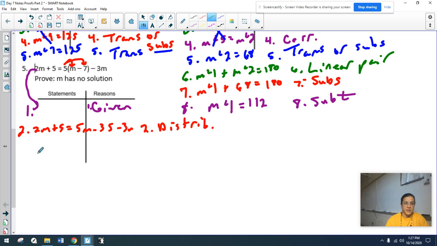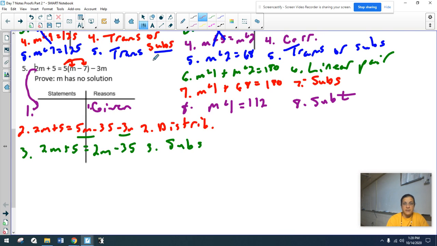Okay. The next thing you would do, you might do it a different way. What I would do is combine like terms right here. So 5m minus 3m is 2m. All I did was combine like terms. When you combine like terms like that, you're plugging in the answer instead of doing 5m minus 3m. So this is called substitution.